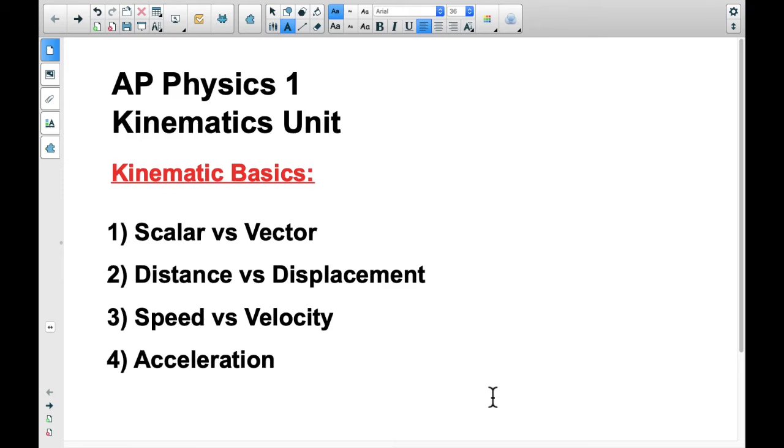This video today is going to cover some really basic things about kinematics. I would recommend that you take notes. These are the four that we're going to talk about today. So let's go ahead and get started on scalars and vectors.